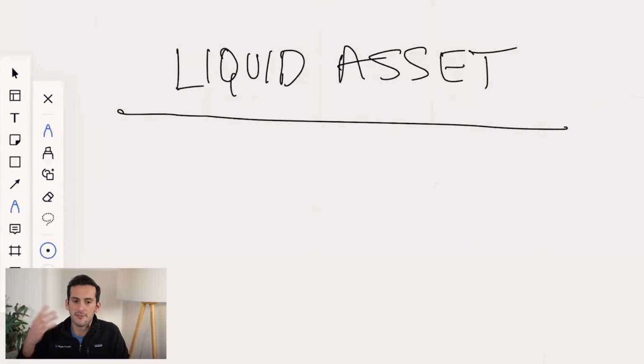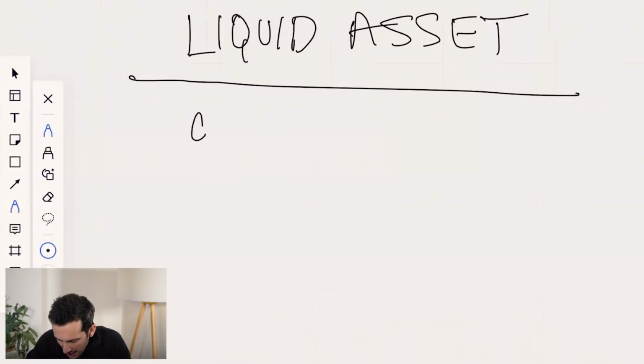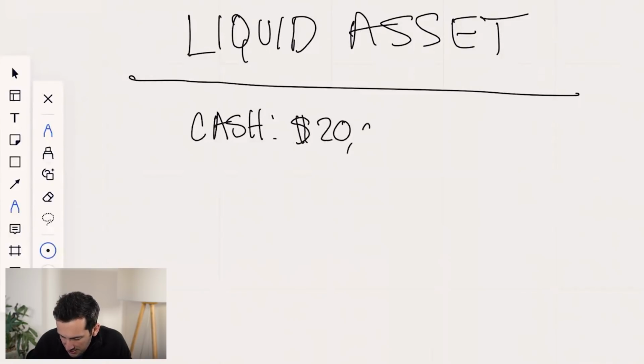I think for the purposes of this example, I'm going to use stocks, bonds, and cash just for ease of use. But if you have other things that you could easily convert into cash, cryptocurrency, for example, is another thing you can do. But I'm going to just keep this simple. So let's start with cash. That is the most liquid of all assets. And let's say that we have $20,000 in our savings account. We're going to say 20 grand.